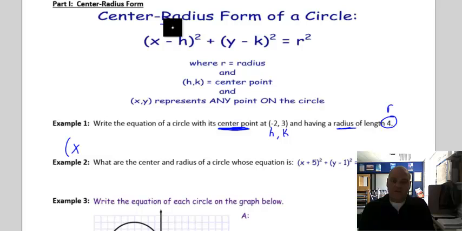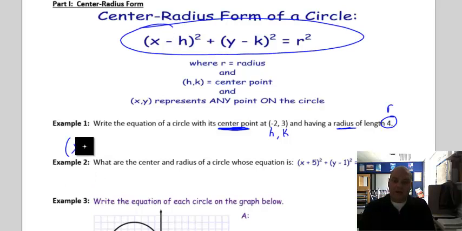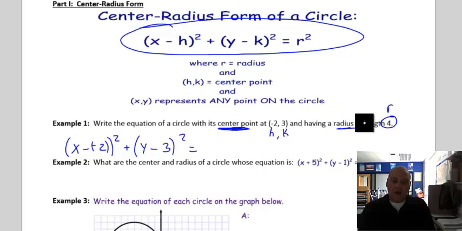I'm just using this formula right here. x minus h, so x minus -2, squared, plus y minus k, and k is 3, so y minus 3, squared, equals r, the radius, 4 squared. Okay? And we're just going to simplify this because we don't want to leave it that way.